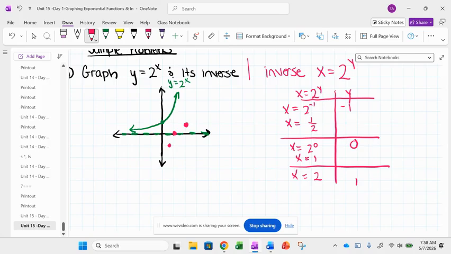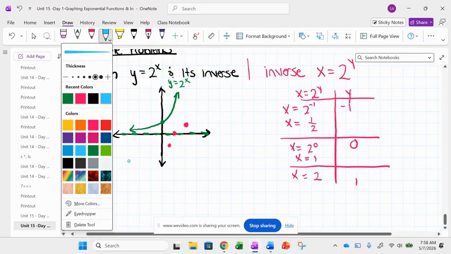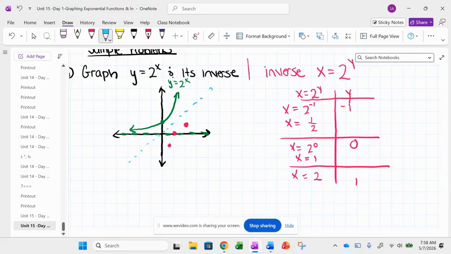Does anybody remember way back when we first talked about inverses, I had said the inverse of a function is like reflecting it over some line. Does anybody remember what that line was that we were reflecting it over? Johan? Y equals X, perfect. So look here. If I were to reflect this over the line Y equals X, it's going to look something like that. Do we agree?